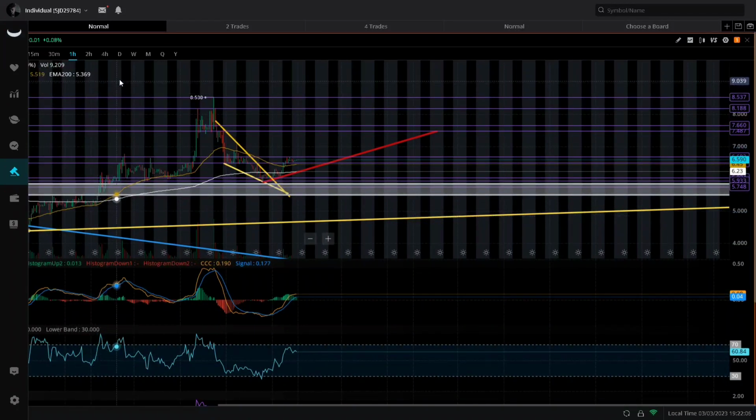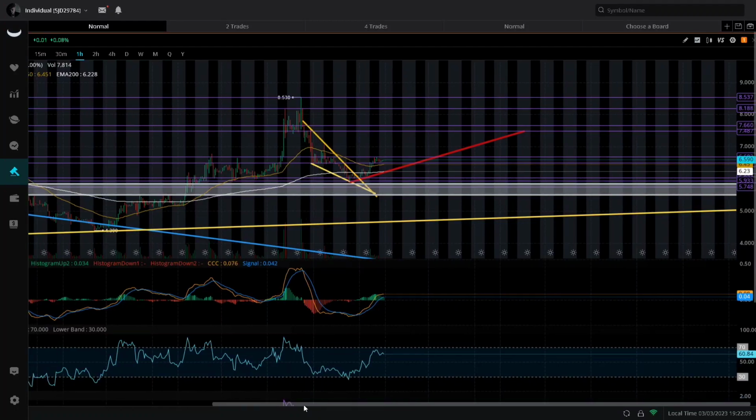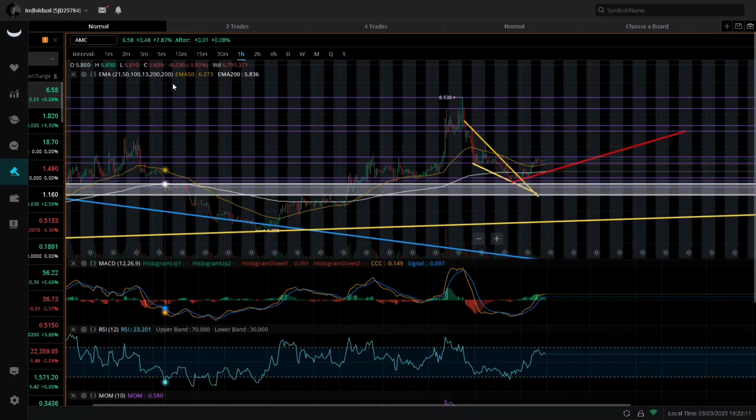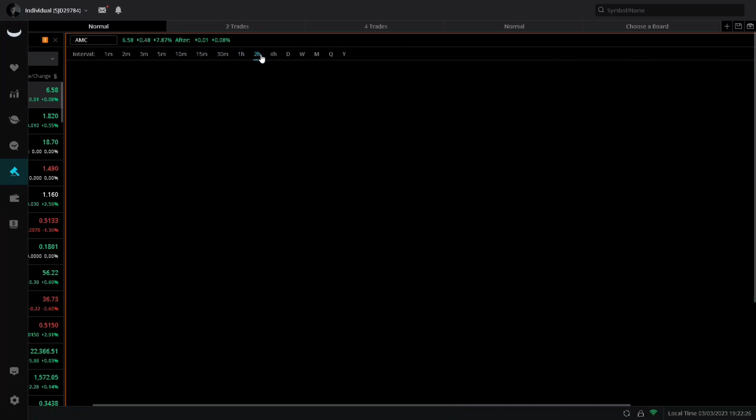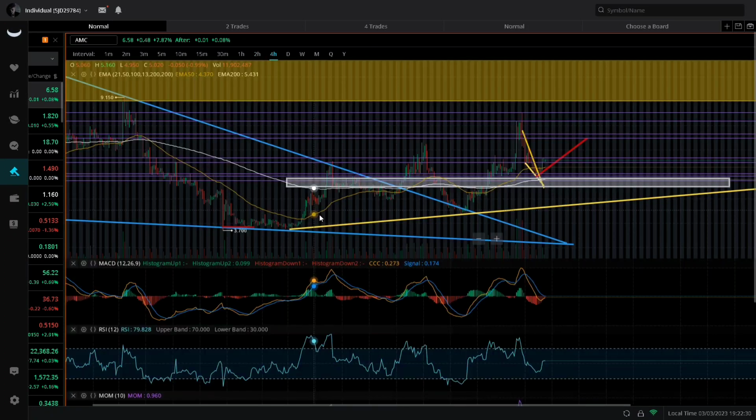So anytime the 50 EMA, which is marked in gold, crosses above the 200 EMA marked in white, that is called a golden cross, and that is what even the most sophisticated traders, or quote unquote smart money, use to determine if a stock is bullish or not. And as you guys can see, we have a golden cross right here on the 1 hour time frame. We have it on the 2 hour time frame, and we have it on the 4 hour time frame, which is extremely bullish.